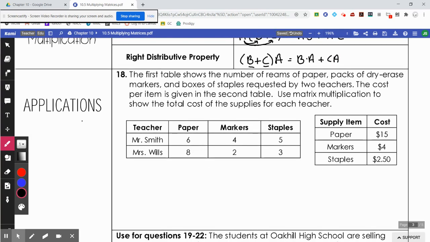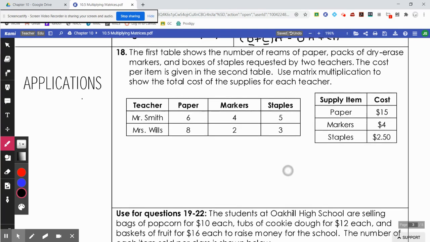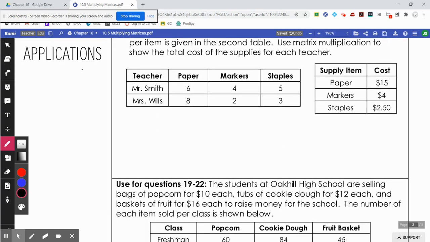Okay, applications. The first table shows the number of reams of paper, packs of dry erase markers, and boxes of staples requested by 2 teachers. The cost per item is given in the second table. Use matrix multiplication to show the total cost of the supplies. So first off, let's call it matrix S.